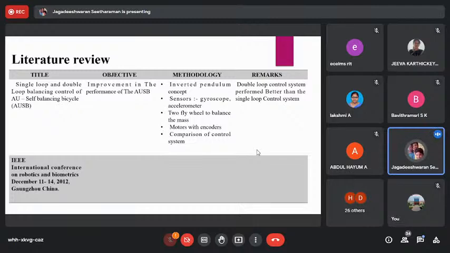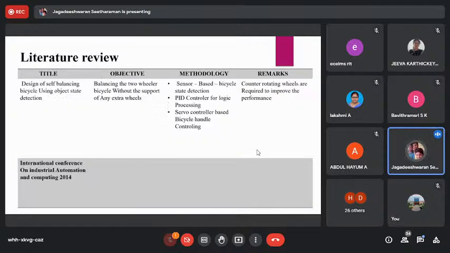The next review is the design of self-balancing bicycle using object state detection, which was published in the International Conference on Automation and Computing, 2014. This paper describes balancing a two-wheeler bicycle without the support of any extra wheels. This is the first paper which introduced PID controller logic to this system. But this project has a disadvantage: the counter-rotating wheels did not perform as expected.